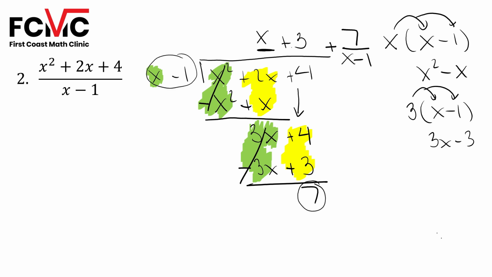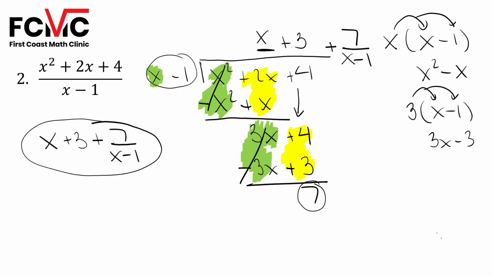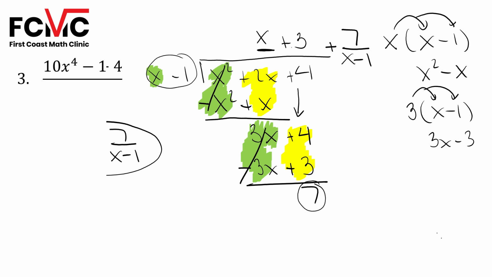So our answer here should be x plus 3 plus our remainder 7 over x minus 1. This is going to be the answer for number 2. All right, let's move on to one more example.